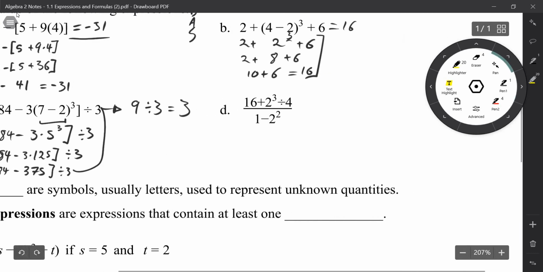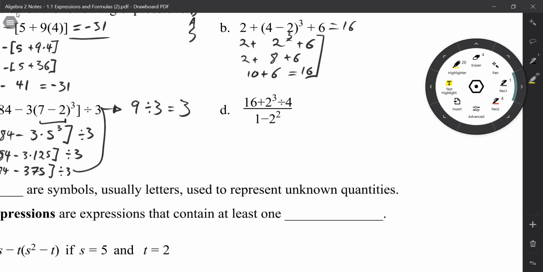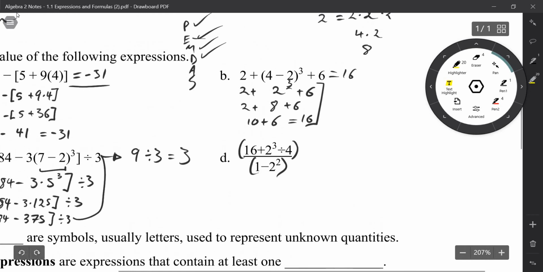One more, and we're all set. For fractions like this, you need to remember that numerators and denominators are their own independent values. So we can pretend there are brackets around the denominator and the numerator of fractions. And we can deal with each of these as their own equation until we're down to one single value. So let's deal with this top one first. We're looking at 16 plus 2 to the third divided by 4. If we scroll up a little bit, we'll see my previous cheat sheet.